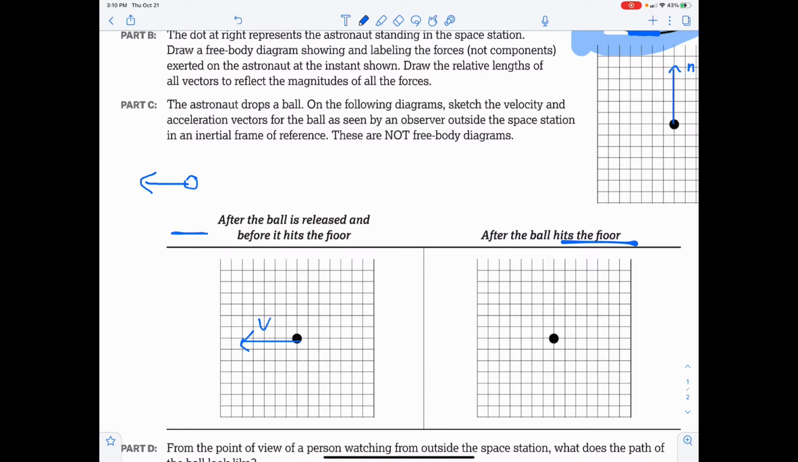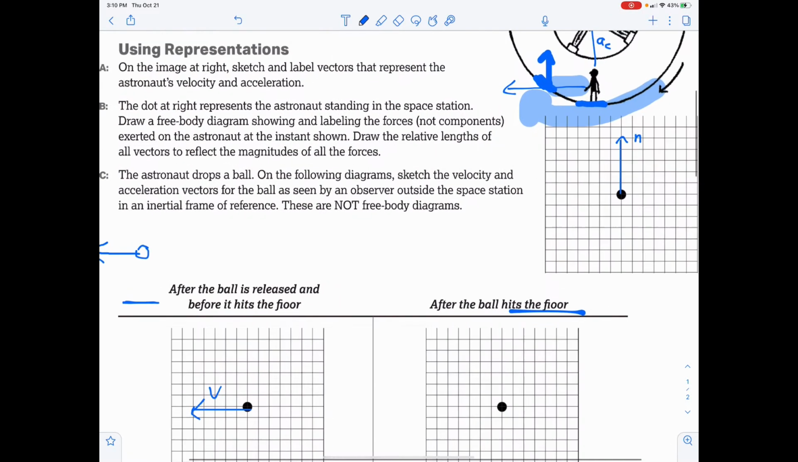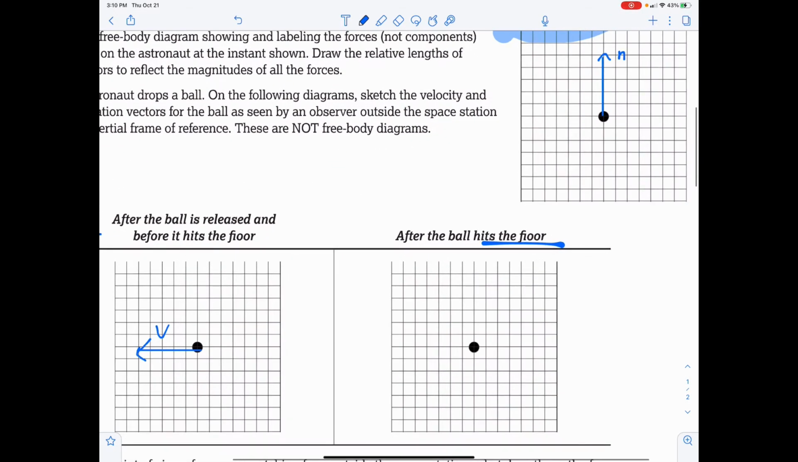Now, what happens at this point right here after it hits the floor? Well, the floor is basically now moved and rotated, which means now the velocity is going to be this way. And when it hits the floor, there's going to be a normal force. And if the acceleration is this way, that's because the normal force and the net force are now that way.